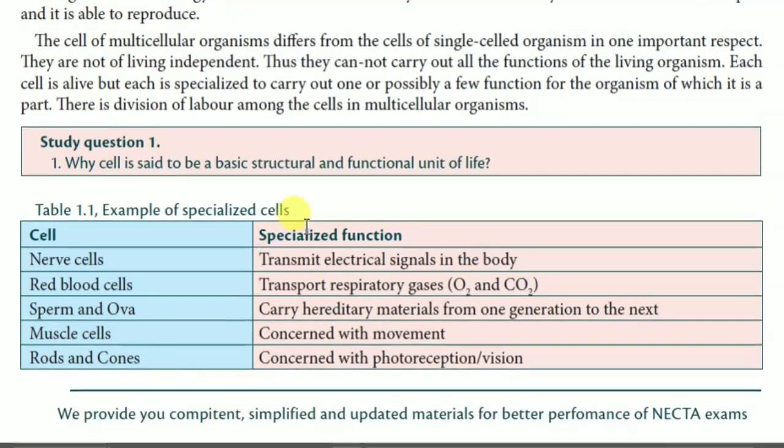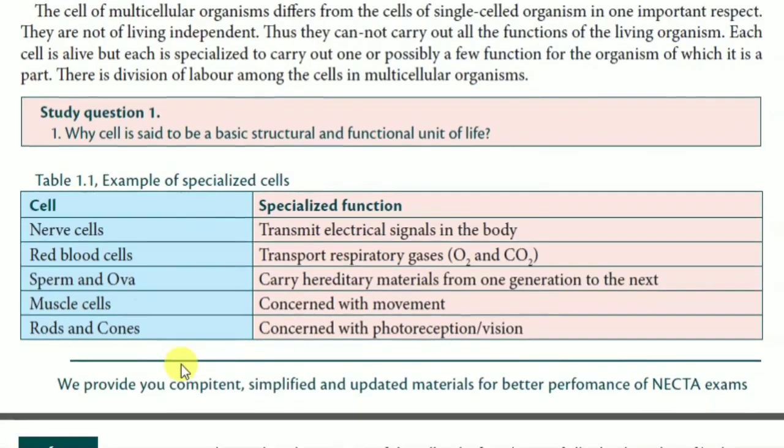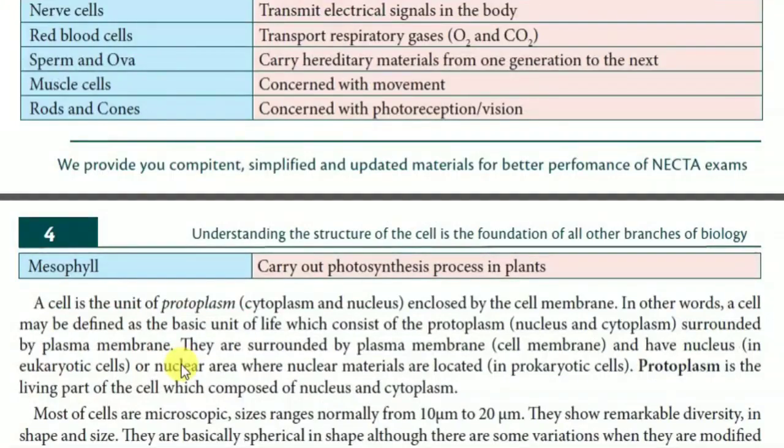So in a multicellular organism we have specialized cells. For example, here we have the cells. This table summarizes the cells and their specialized functions. We have the nerve cell, specialized for transmission of electrical signals in the body. Red blood cell for transport of respiratory gases. Sperm and ova carry genetic material from one generation to the next. The muscle cell is concerned with movement. The rods and cones are concerned with photoreception or vision kwenye macho. And then the mesophyll cell carries out the photosynthesis process in plants.